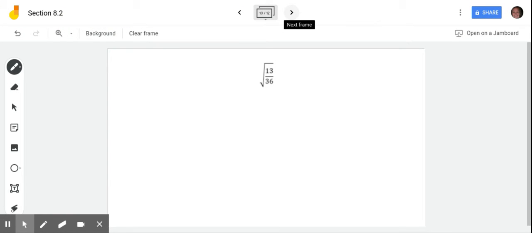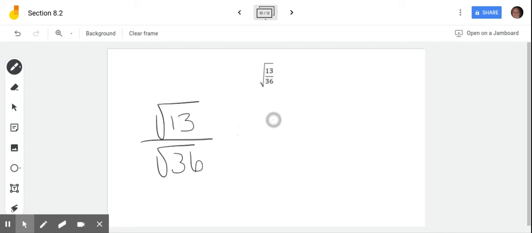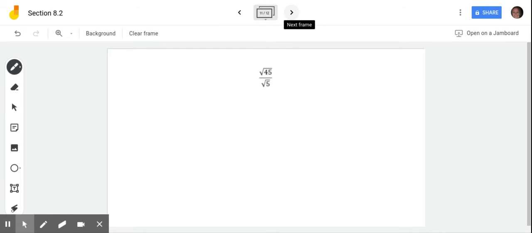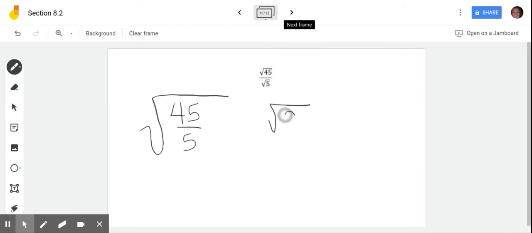Next one, I've got radical 13 over radical 36. 36 is a perfect square, 13 is prime. So the top of this is going to stay as radical 13. The bottom of this is going to be 6. Radical 45 over radical 5. I'm going to rewrite this because I know I can divide 45 by 5. I'm going to simplify that first, and then I'm going to get radical 9, and the square root of 9 is 3.